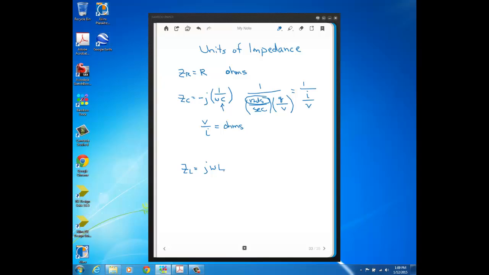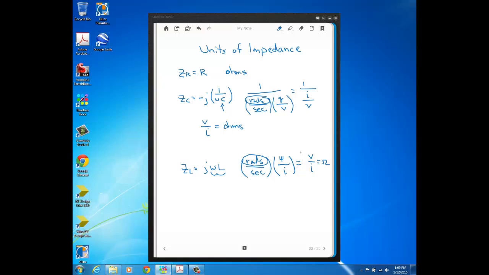Now let's look at the units of the impedance of an inductor, and again, we're not including the J, we're just looking at omega L. So you have radians per second again for omega, where radians is dimensionless, and that's times inductance, which is henries, which is magnetic flux divided by current. And the rate of change in magnetic flux, that's Faraday's law, that's voltage. So you see again, you end up with units of volt per amp, which is equal to ohms.